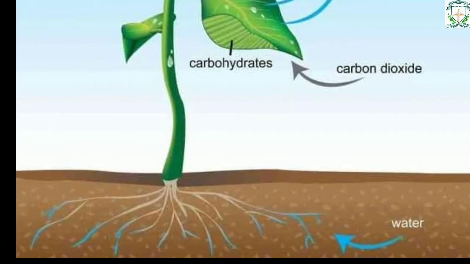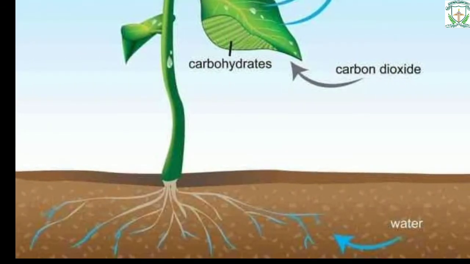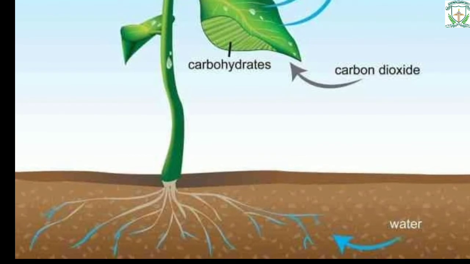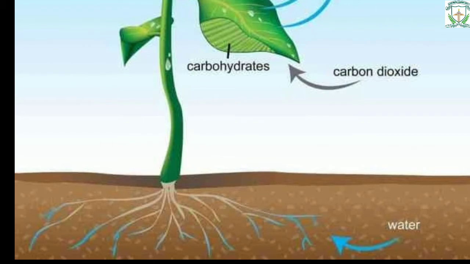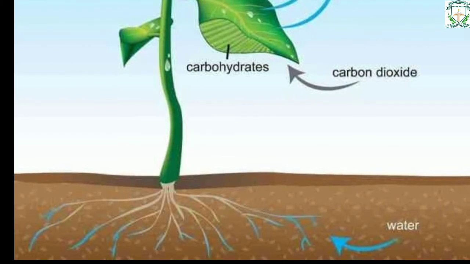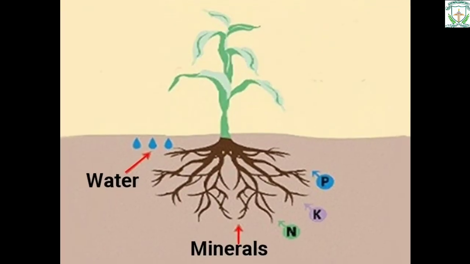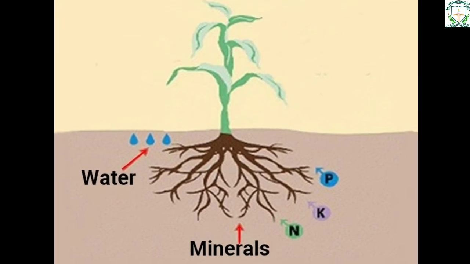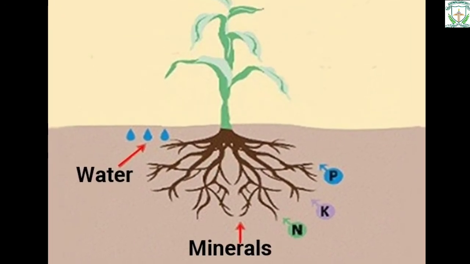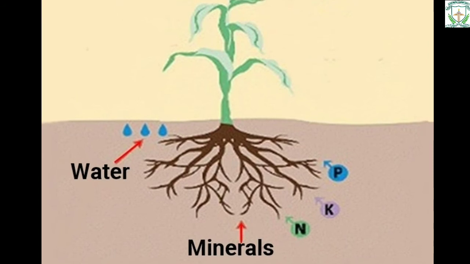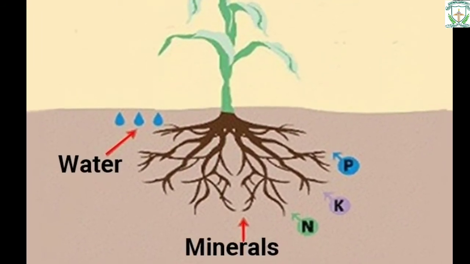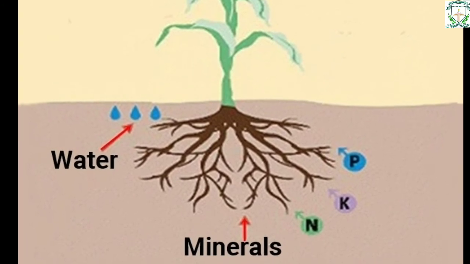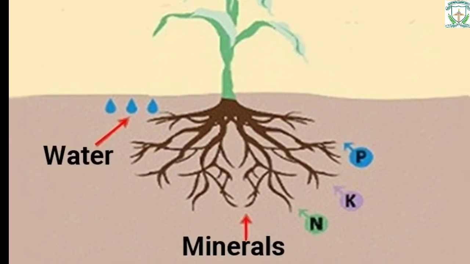Children, how do the plants get water? Plants obtain the water from the soil. The roots absorb the water from the soil. The absorbed water contains dissolved minerals like nitrogen, phosphorus, etc. This nitrogen is used for the synthesis of protein and phosphorus is used for the growth of the plant.